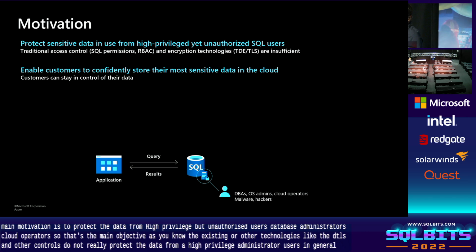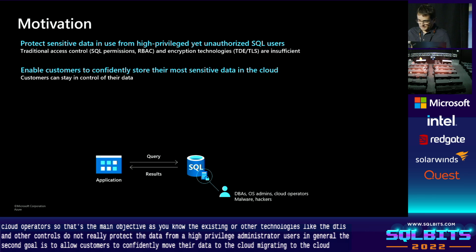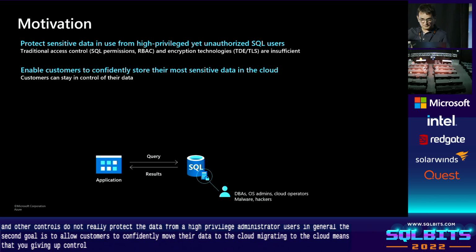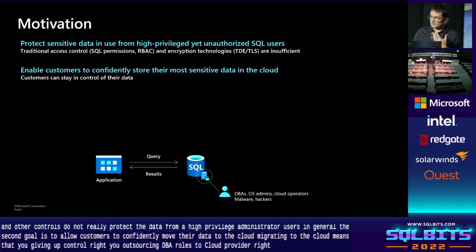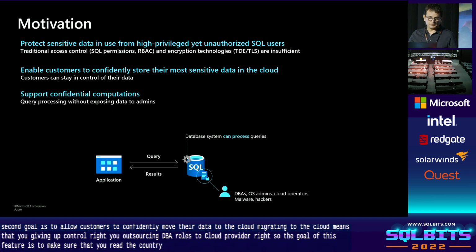The second goal is to allow customers to confidently move their data to the cloud. Migrating data to the cloud means that you're giving up control, right? You're outsourcing DBA roles to a cloud provider. So the goal of this feature is to make sure that you retain the control, and we do that through encryption.